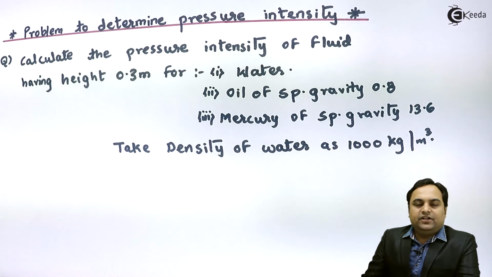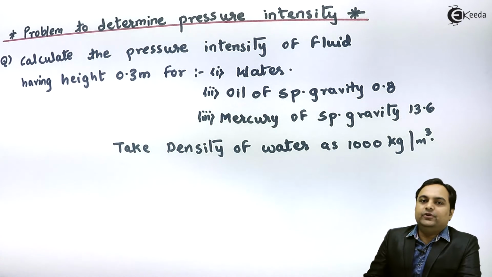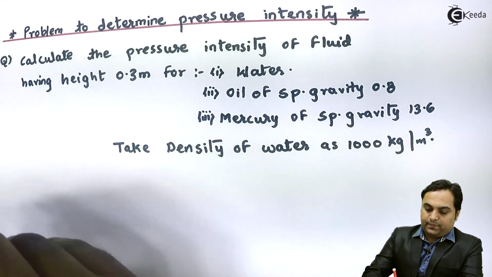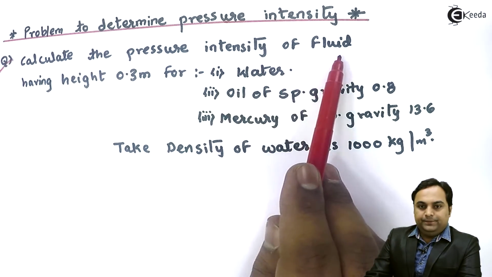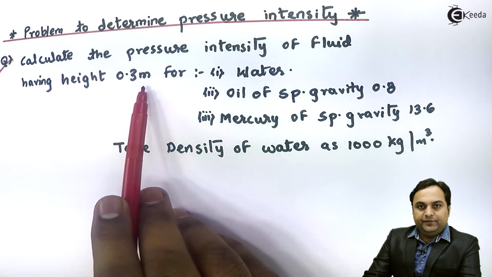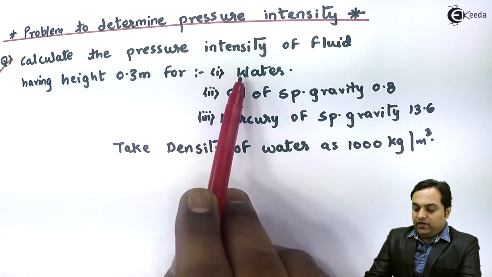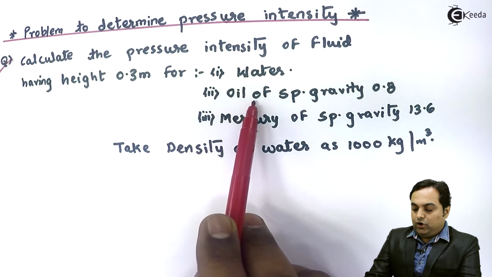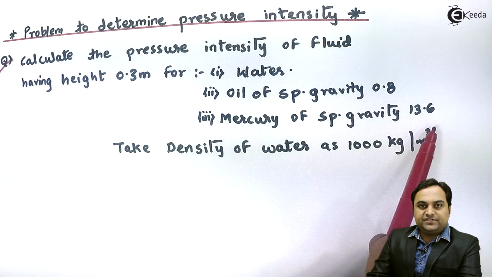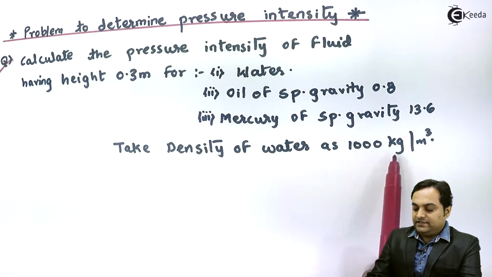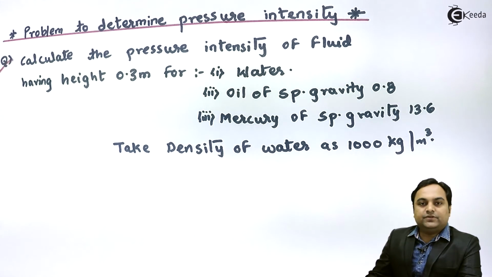Hello friends, here in this video we will see a problem to find out pressure intensity of a fluid. Here I have a question. Calculate the pressure intensity of fluid having height 0.3 meter for number 1 water, second oil of specific gravity 0.8, mercury of specific gravity 13.6. Take density of water as 1000 kg per meter cube. Now this is the question we have, where we have to calculate the pressure intensity for 3 different fluids.